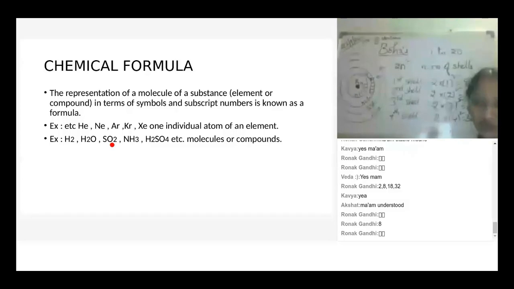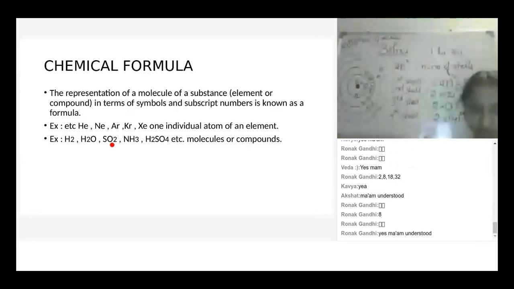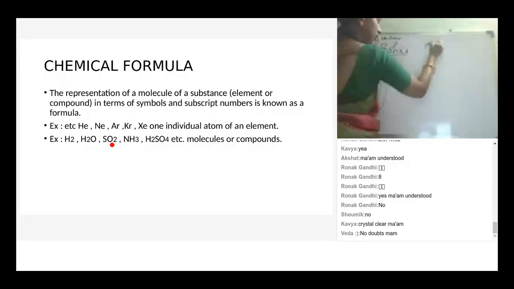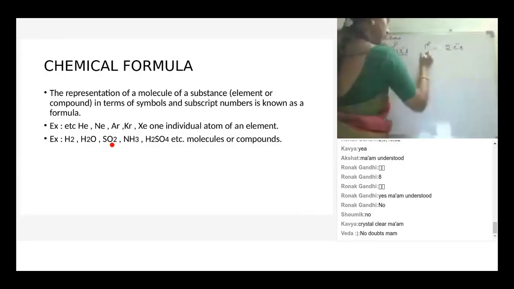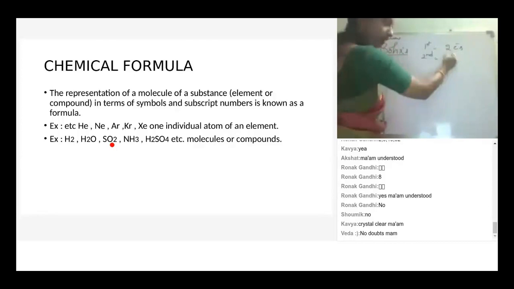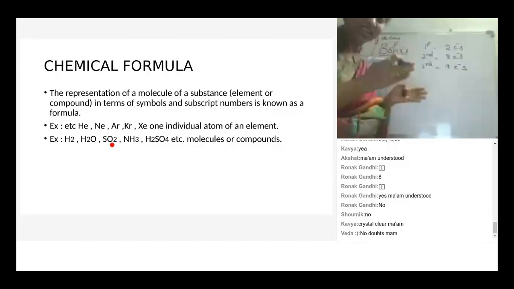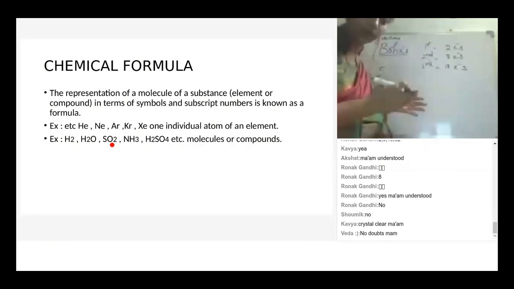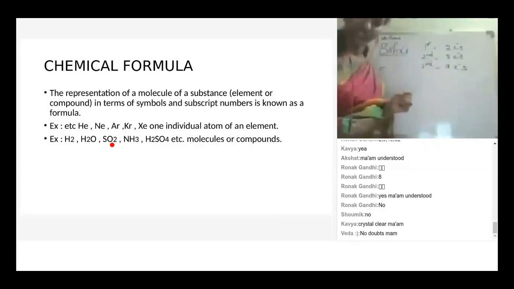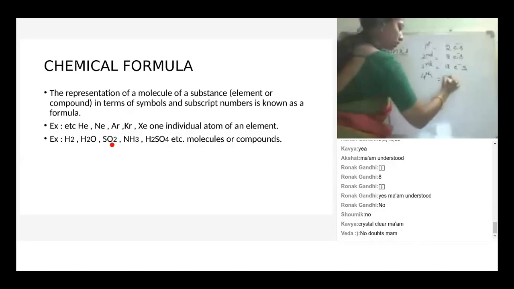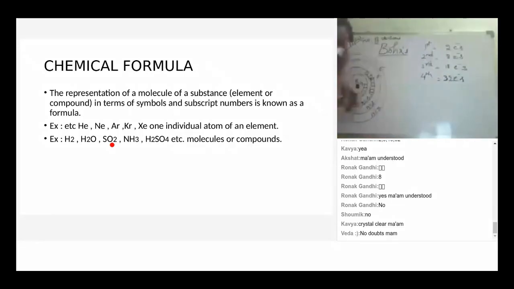How to arrange the electrons? The first shell can accommodate 2 electrons. The second shell can accommodate 8 electrons. The third shell can accommodate 18 electrons. But we are talking about vacant spaces, empty shells. The fourth shell can accommodate 32 electrons. Still no doubts here? Now I want to arrange the electrons in each shell.